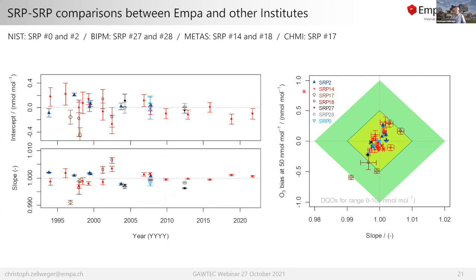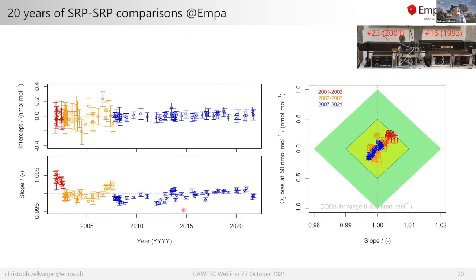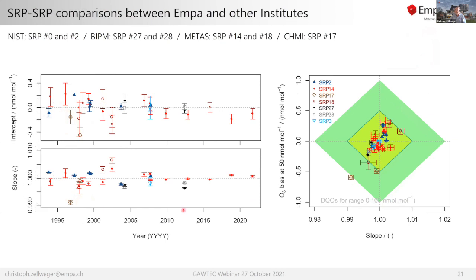and we also could confirm this by comparisons with other institutes. Sometimes we compare our SRP with NIST. We have comparisons with SRP number 0 and 2. We take part in the BIPM key comparison, and also we compare with other SRPs that we have in Switzerland, METAS, the Swiss National Metrology Institute. They also have two SRPs, 14 and 18. And also here you see that since 2007, we have improved stability. When you look at this, it's really much smaller than the compatibility goal that we have for GAW.